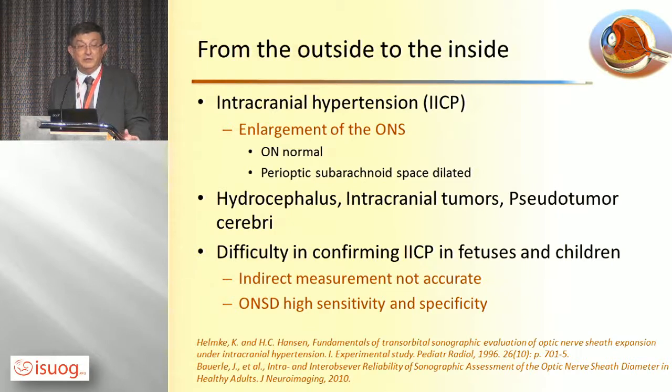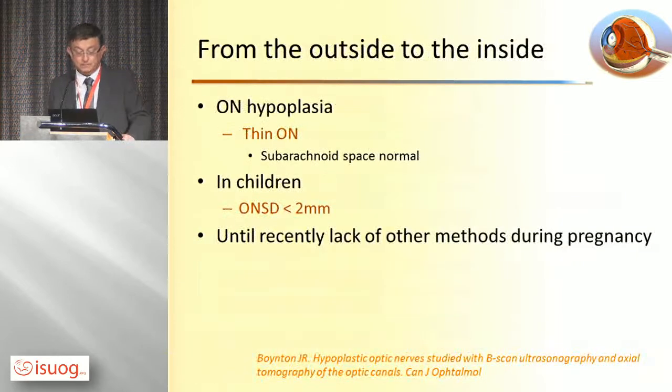In this case, the optic nerve should be normal, and the perioptic subarachnoid space should be dilated. This is useful in children, and we probably have that also in fetuses in cases of hydrocephalus, intracranial tumor, or pseudotumor cerebri. In fetuses, it's quite different. It's quite difficult to be sure that there is an increase in intracranial pressure, because you know that the fontanelles and the sutures don't let the intracranial pressure go very high.